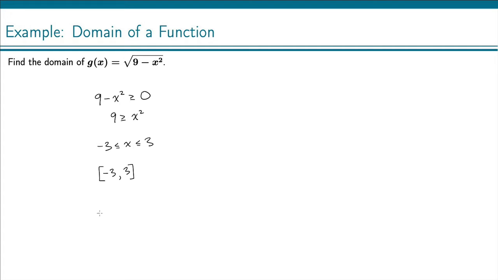You can also do the set builder notation, which is that we have the set of all x values that are real, such that, and then that inequality that we wrote, negative 3 is less than or equal to x, which is less than or equal to 3. And either one of these would be an accurate representation of the domain.